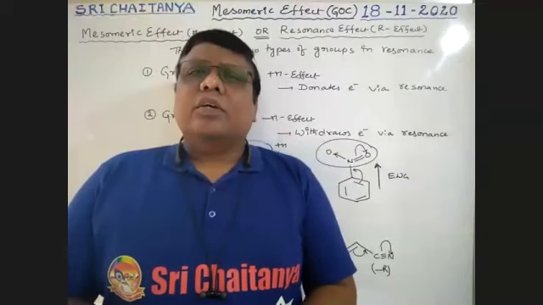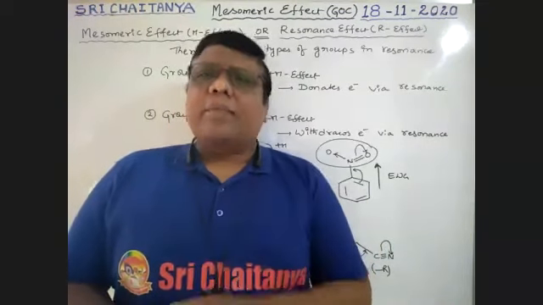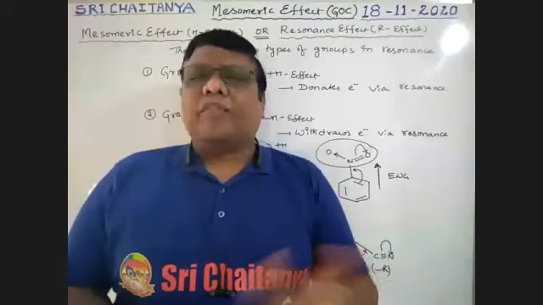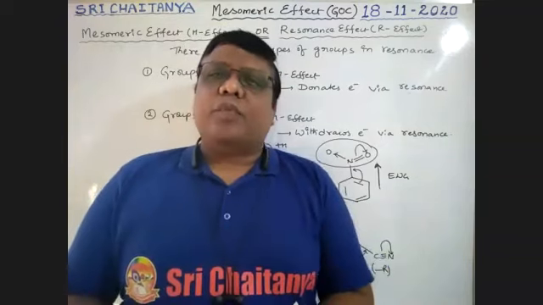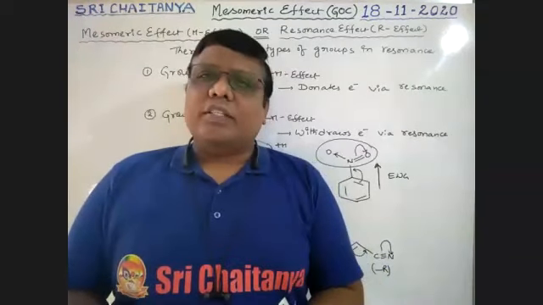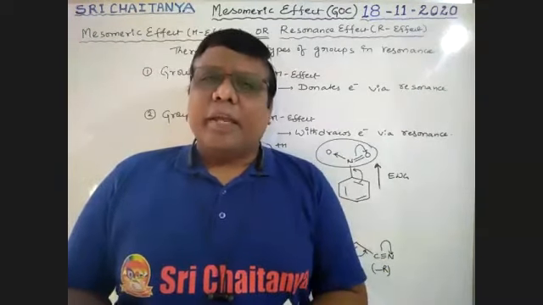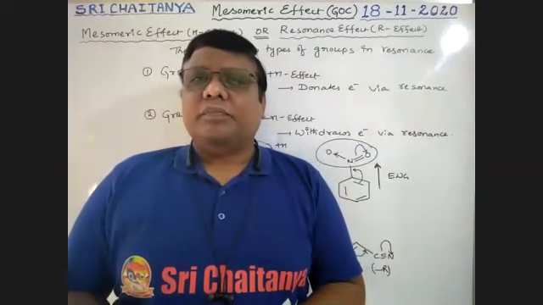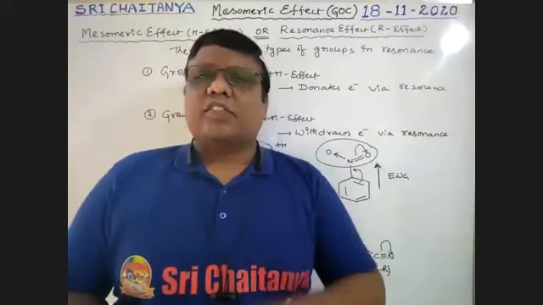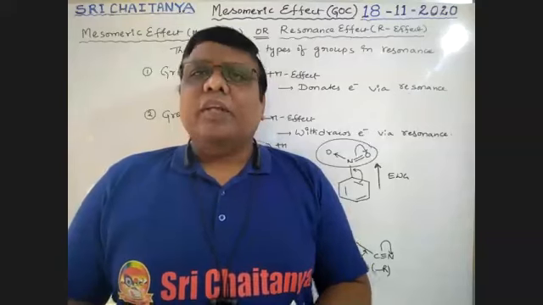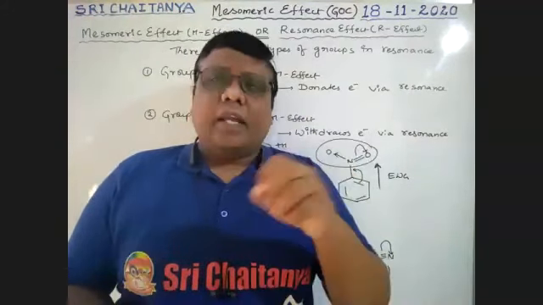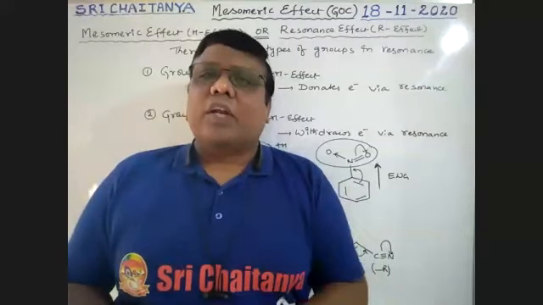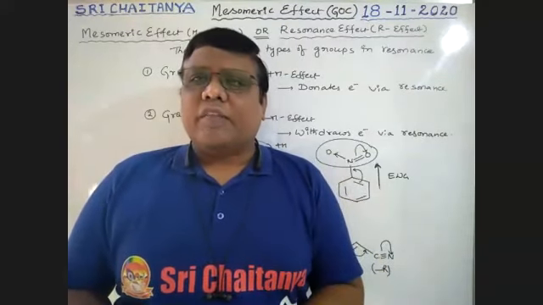Okay. So what is this M effect or R effect? It is due to resonance. Already we know resonance appears because of conjugation. So if resonance is there, an electronic effect is developed, and that effect is called the resonance effect or mesomeric effect.